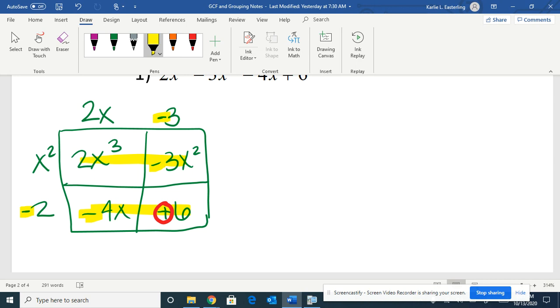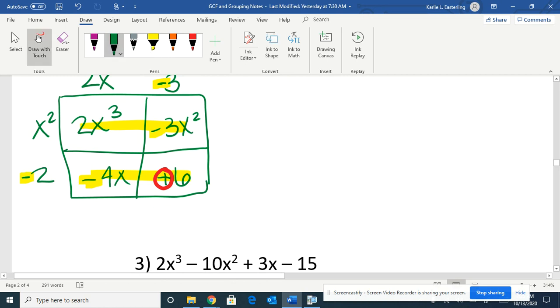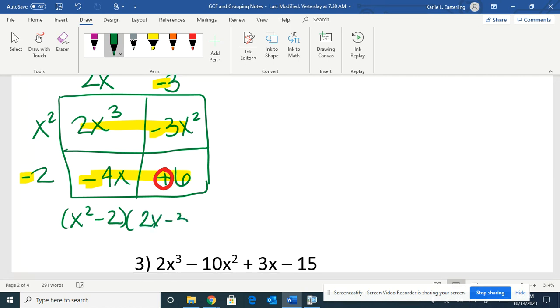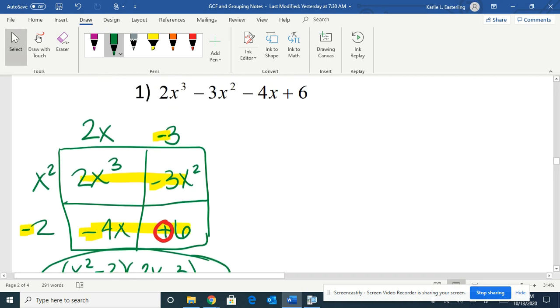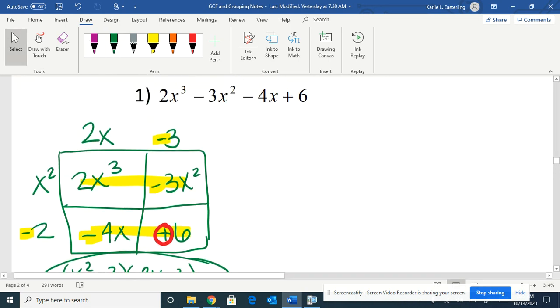It's a lot easier whenever we go in and group it. So let's go ahead and write our answer down here. We were looking at x squared minus 2 and 2x minus 3. That is our final answer here, but I'm going to show you how much simpler this is whenever we just go in and group it.